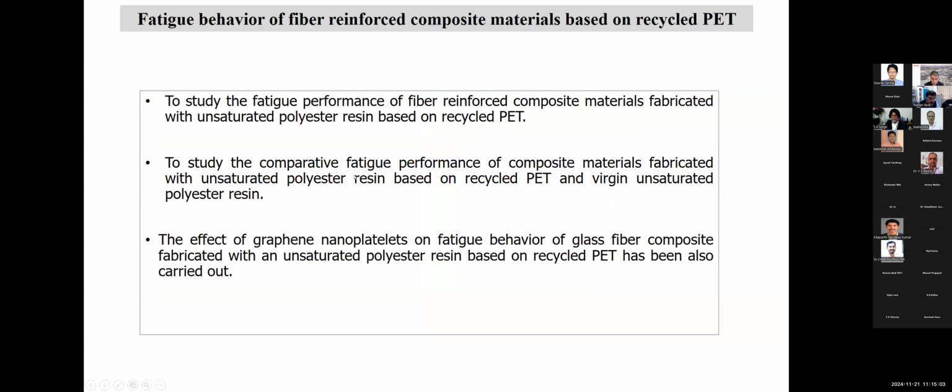So after going through this basic aspect of composite material fatigue and some general observations about the fatigue itself, we now take up one material system where the aim was to study the fatigue behavior of composite materials which are using recycled PET as a matrix material.